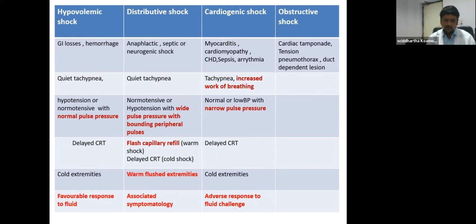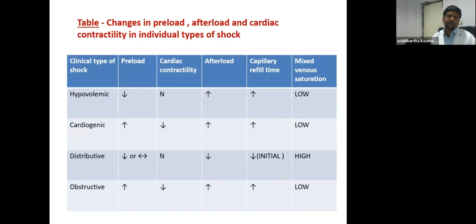There will be a favorable response to fluid in case of hypovolemic shock as well as distributive shock, whereas an adverse response to fluid challenge will be seen in case of cardiogenic shock. So we have to give fluid judiciously in case of cardiogenic shock.